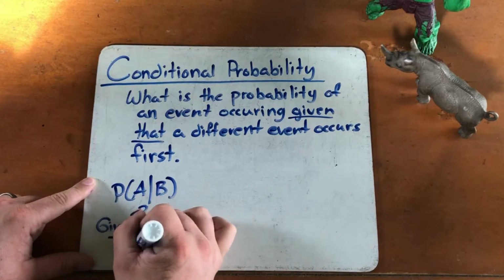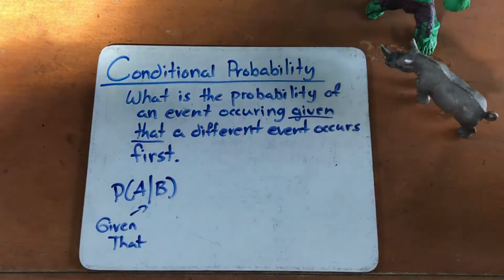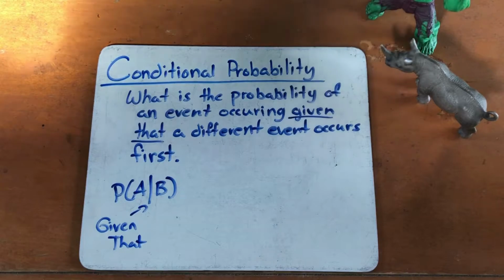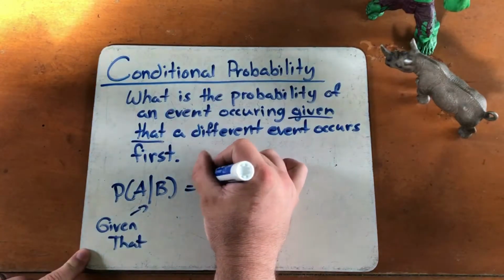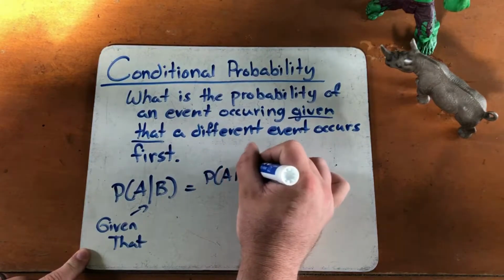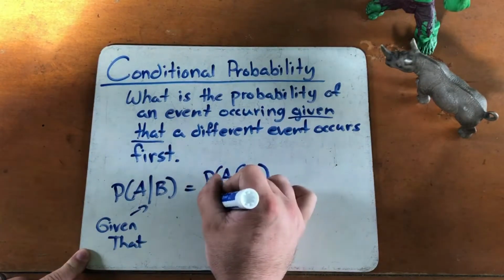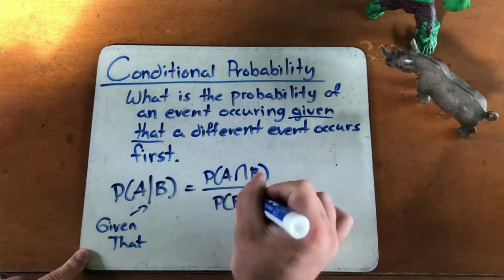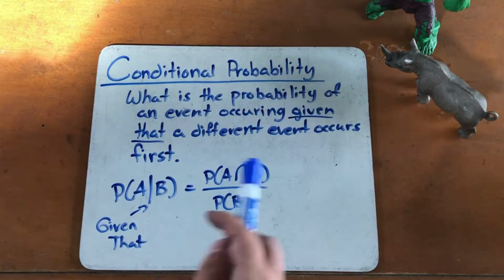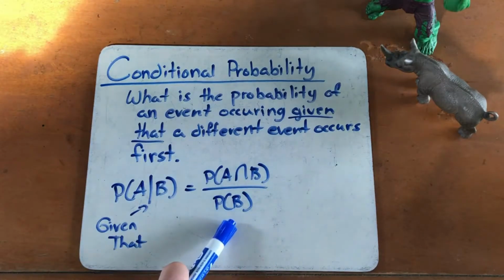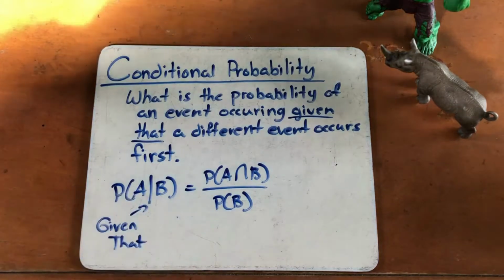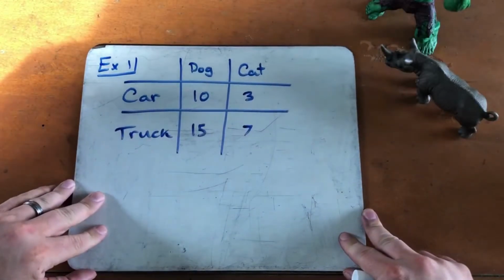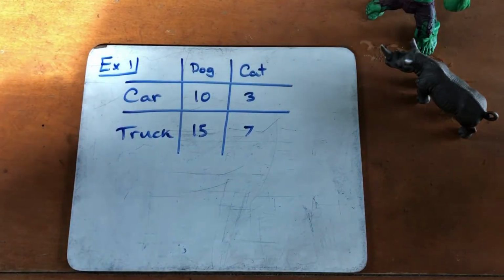This vertical bar right here is my phrase, "given that." The way that I find conditional probability is that I'm looking for the probability of A given that B. So I find the probability of the intersection of A and B divided by the probability of B by itself. That'll tell me the probability of A given that B occurs. Let's take a look at some examples of doing this.